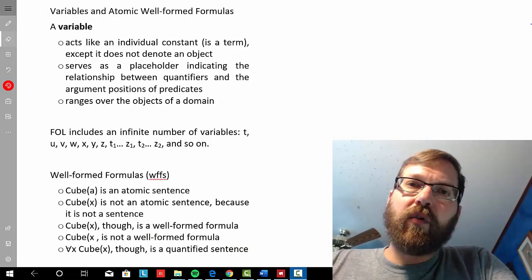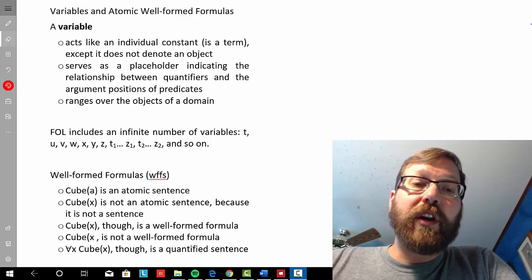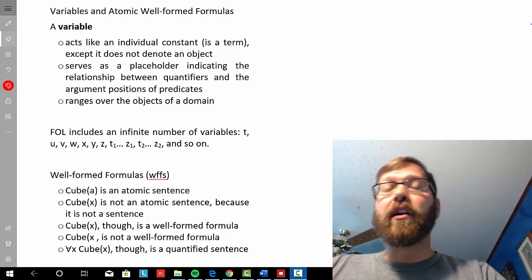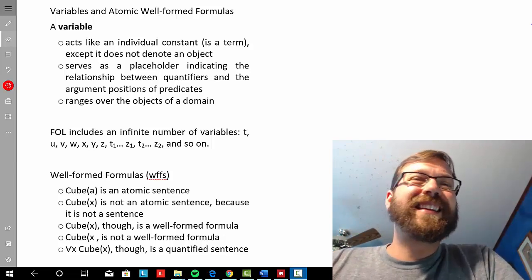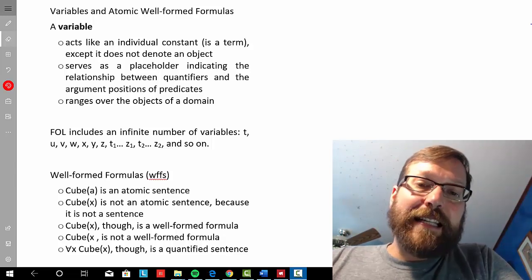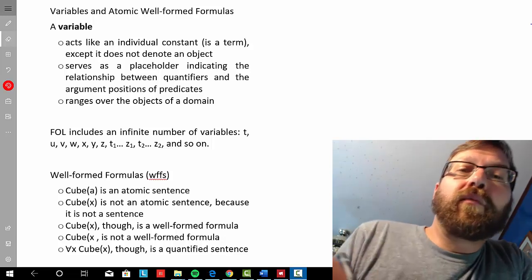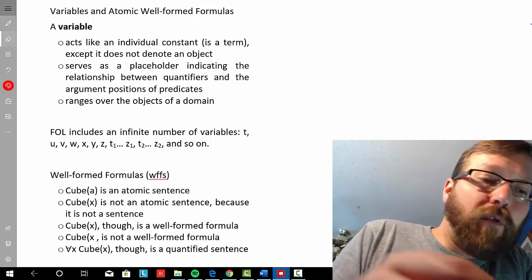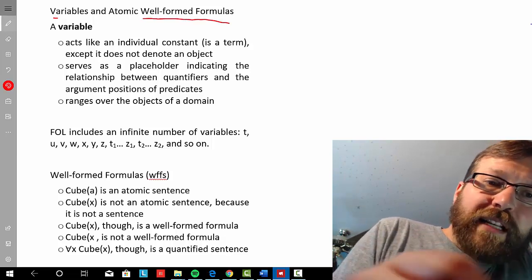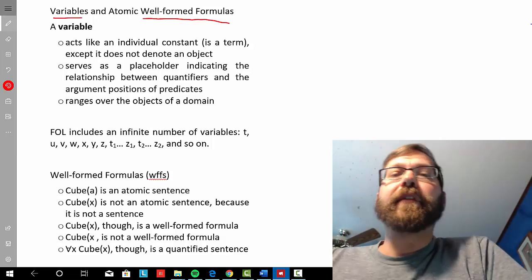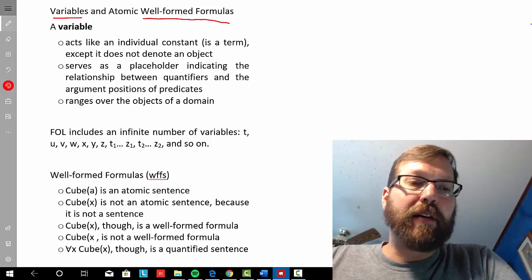All right, so we've already seen that our quantifiers will be associated with variables. And not only that, but as logical operators, we've seen that they operate on things that look much like sentences, but are in fact just well-formed formulas. So we need to take a closer look at variables and well-formed formulas so we understand them better.